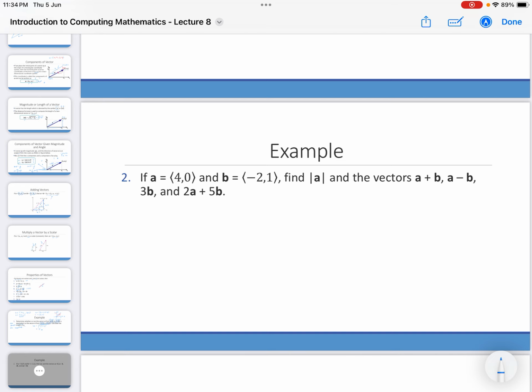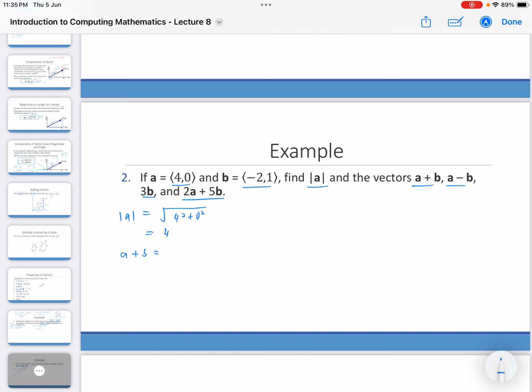If a equals (4, 0) and vector b equals (-2, 1), find the magnitude of a and then the vectors a plus b, a minus b, 3b, and 2a plus 5b. So let's first find the magnitude of a. The magnitude of a equals the square root of x squared plus y squared, so the square root of 4 squared plus 0 squared. So we get 4.